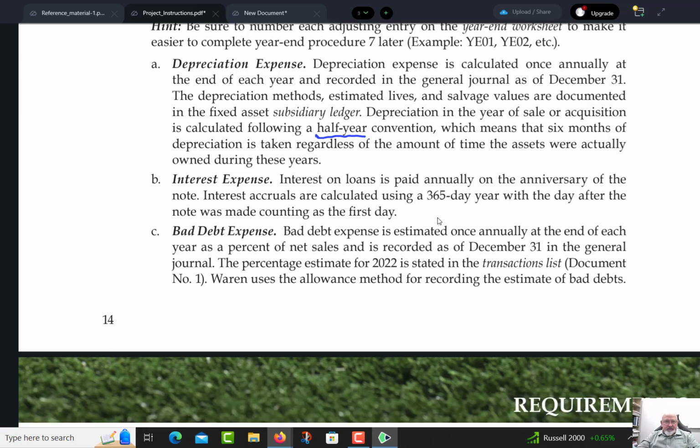Then we're going to calculate interest on loans that's due. We're going to accrue the interest payable. So we're going to have principal times rate times time. And again, the time is going to be based on a 365-day year. Now, normally we would use a 360-day year, which is a banker's rule, but not in this case. So we're going to take the principal times the interest rate times the time. And we signed a note in December, so we're going to count the days between the date we signed the note and the end of the year, and that's what we're going to accrue here.